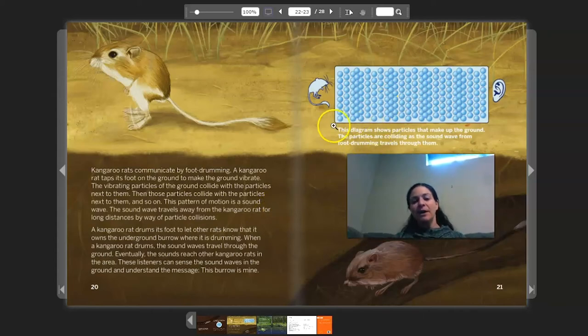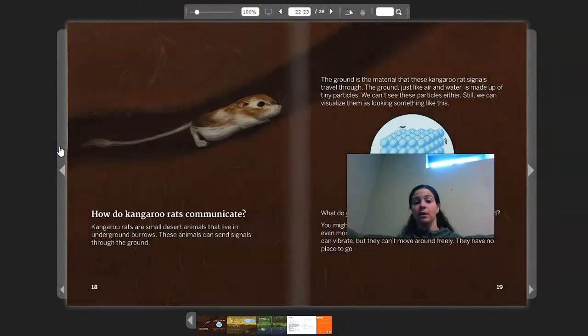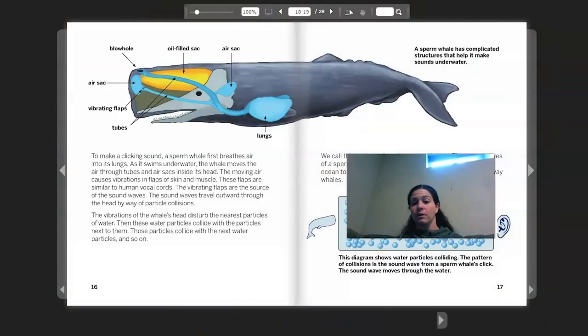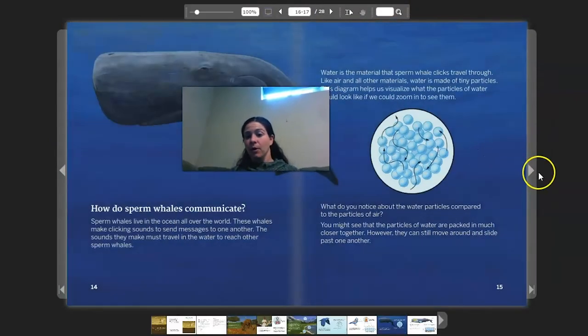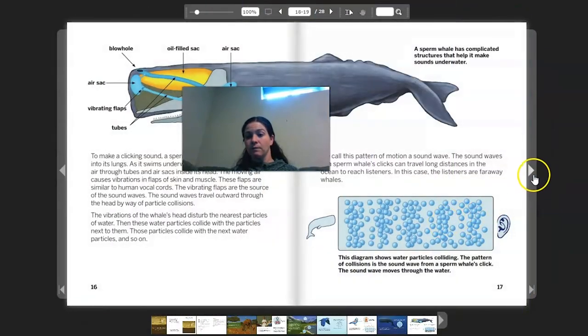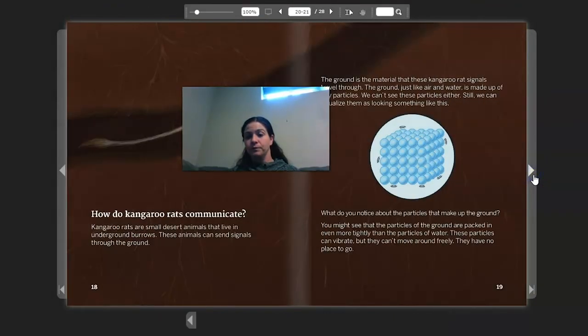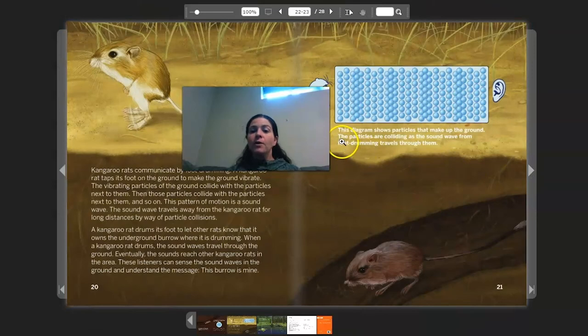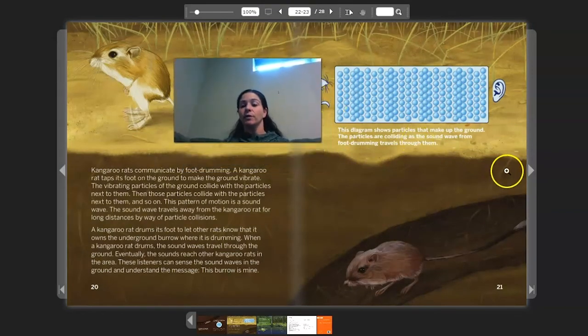We've got a diagram here too, just like we had with the sperm whale diagram. So it says this diagram shows particles that make up the ground. I do notice that they are closer together than the particles in this drawing. The particles are colliding as the sound wave from foot drumming travels through them. So again, I'm kind of seeing these moving, or I see them grouped up. I wonder what that has to do with anything.